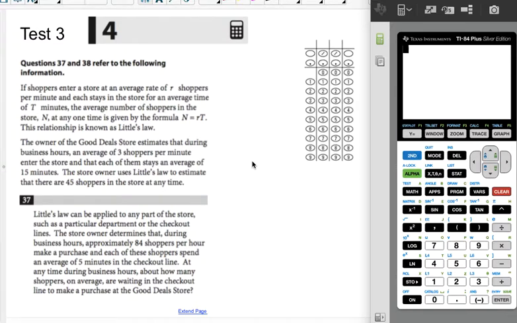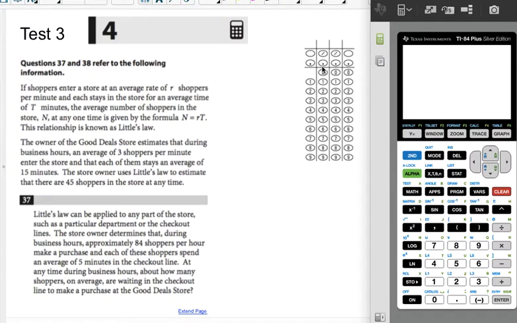The owner of the Good Deals store estimates that during business hours, an average of 3 shoppers per minute enter the store, and that each of them averages 15 minutes of time in the store. The store owner uses Little's Law to estimate that there are 45 shoppers in the store at any one time, right? So the 3 times the 15. So let's look at 37.